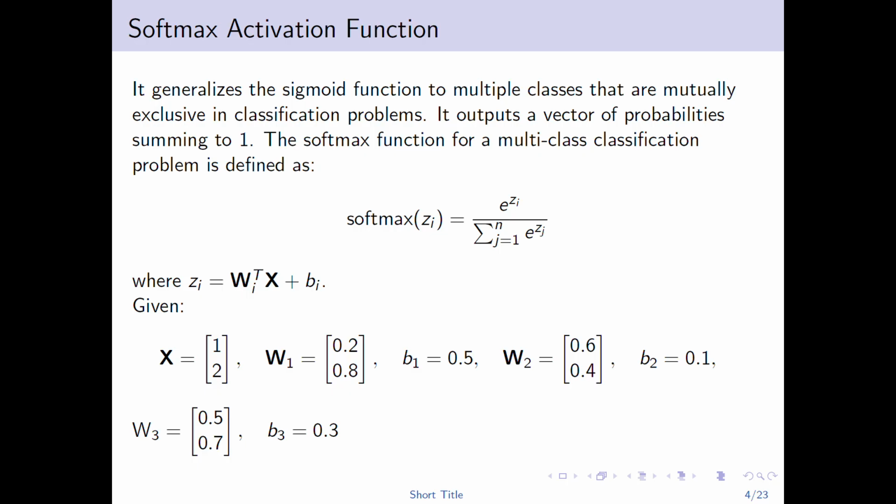Mathematically, the softmax activation function is given by the equation: softmax of zi is equal to e raised to zi divided by the sum over j equals 1 to n of e raised to zj. So let's see what each term corresponds to.